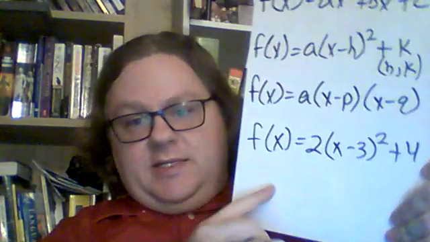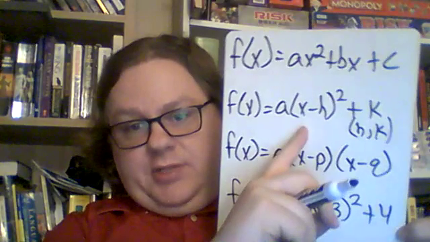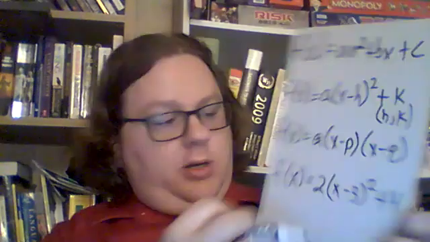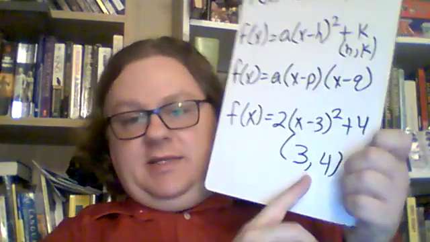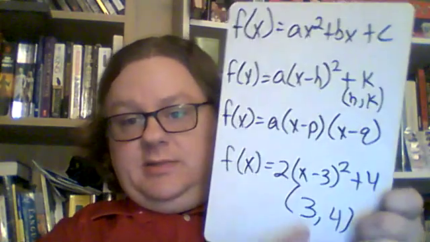So for instance, if you had f of x equals 2 times x minus 3 squared plus 4, if they gave you this, then you would take that 3, ignore the negative because the negative is part of the equation. See, the negative is part of the equation. Take that 3, take that 4, move them down, 3, 4, and your vertex is at 3, 4. So that one gives you your vertex. Okay?